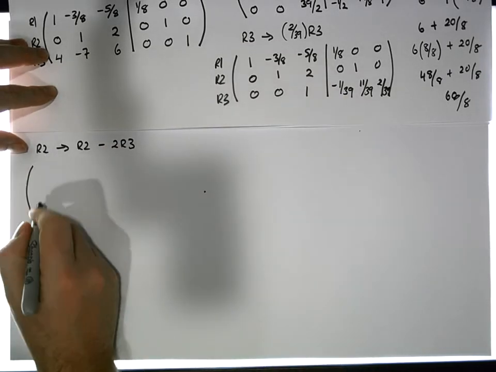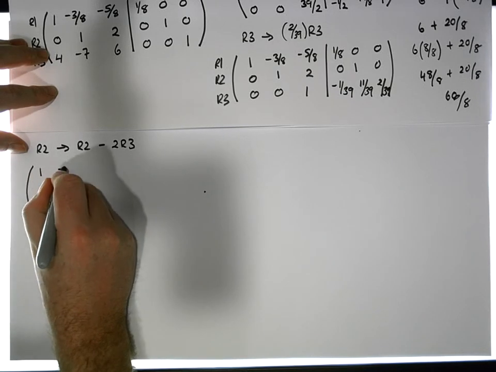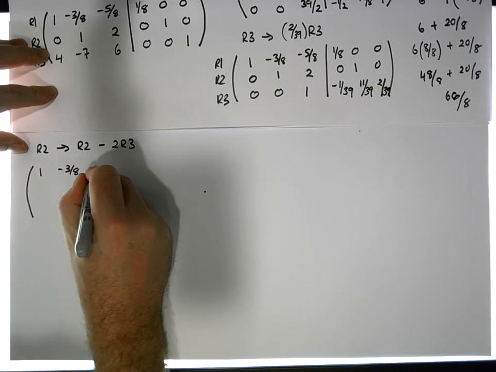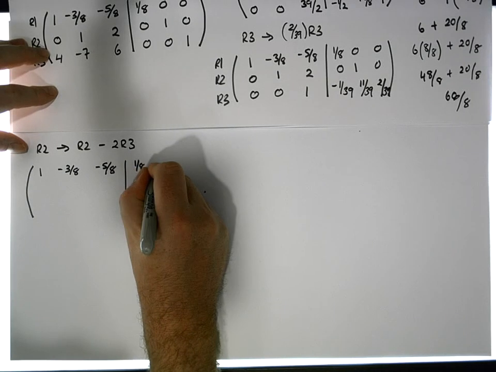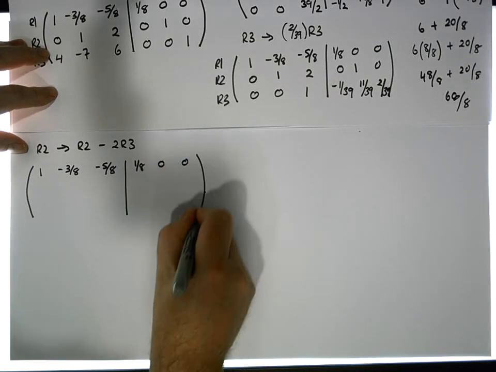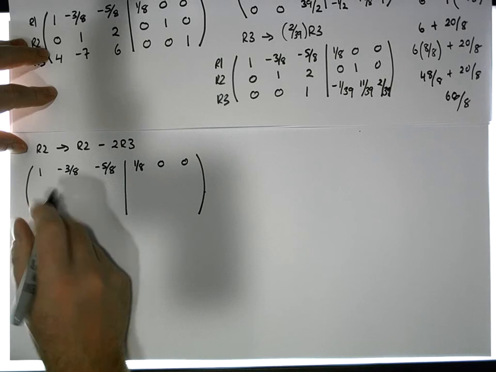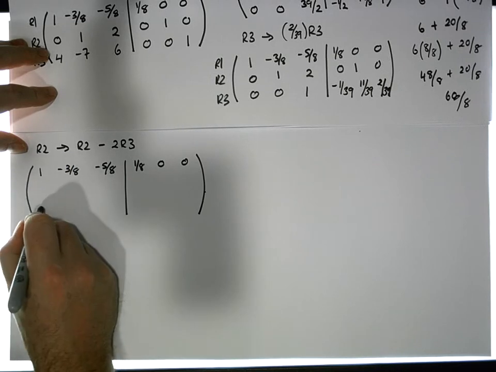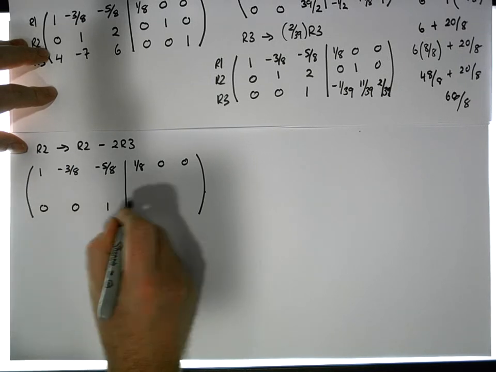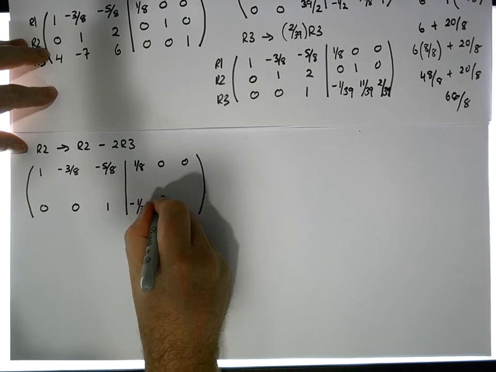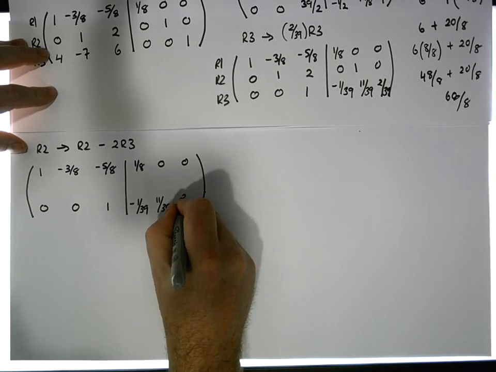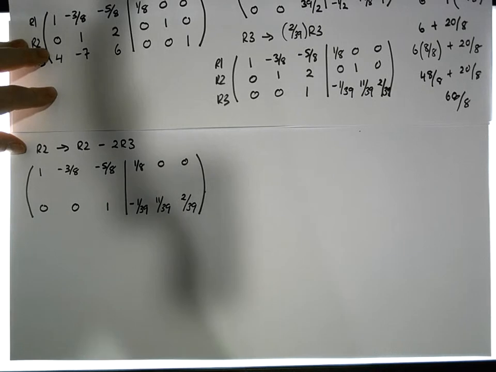So row 1 is 1, minus 3/8, minus 5/8, an eighth, 0, 0. Row 2 we're going to update in a moment, but row 3 remains the same. It's 0, 0, 1, minus 1 39th, 11/39, and 2/39. So row 2 gets updated.